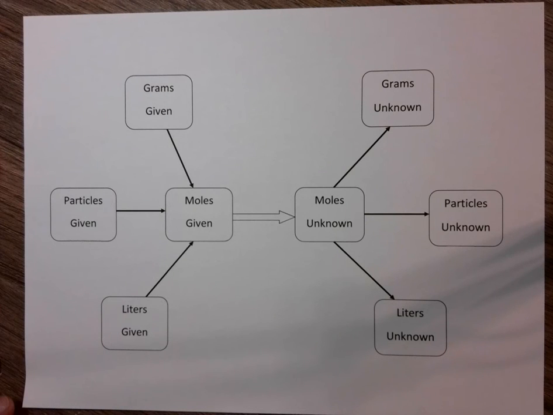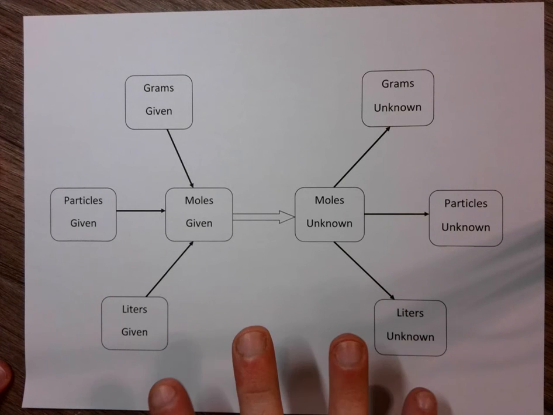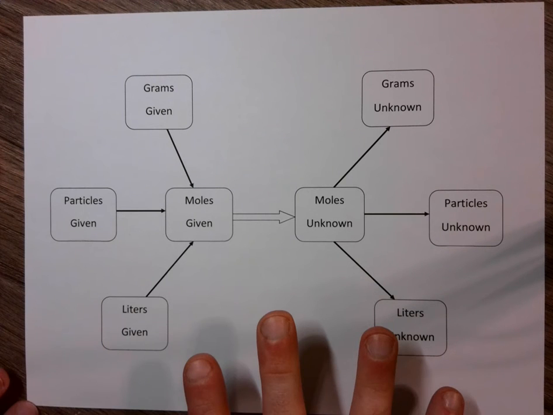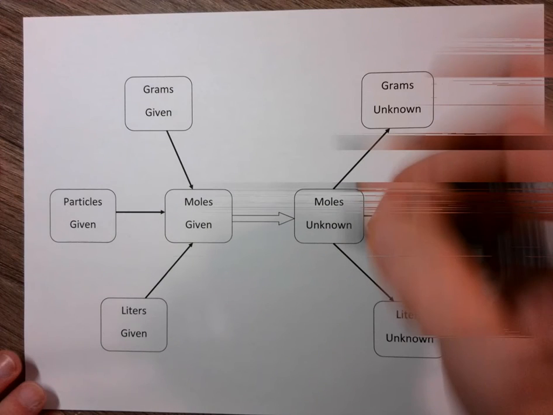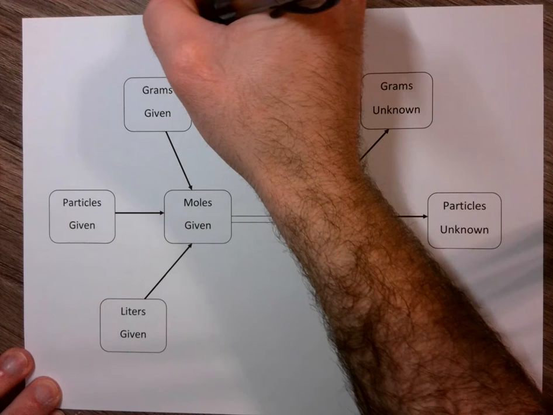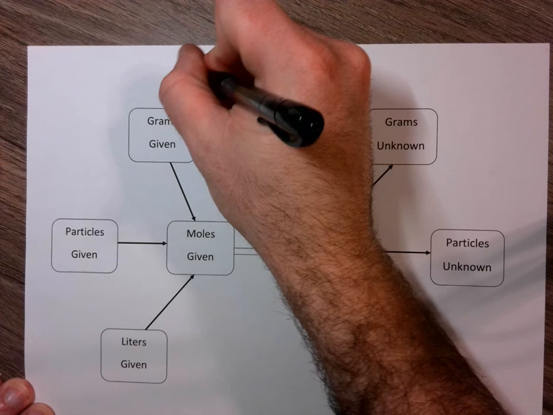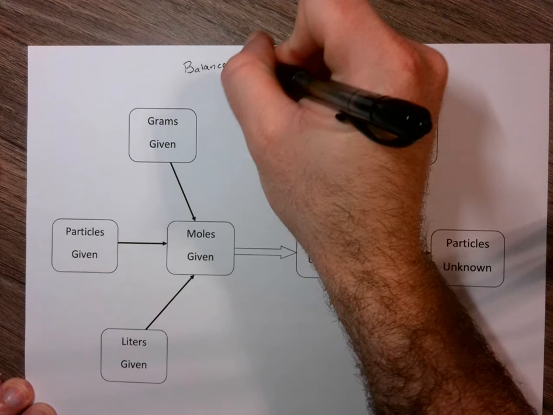In this video, I'm going to walk through the process of stoichiometry. Really, stoichiometry revolves around this map. Now, what we have to have before we can even use this map is a balanced chemical equation.